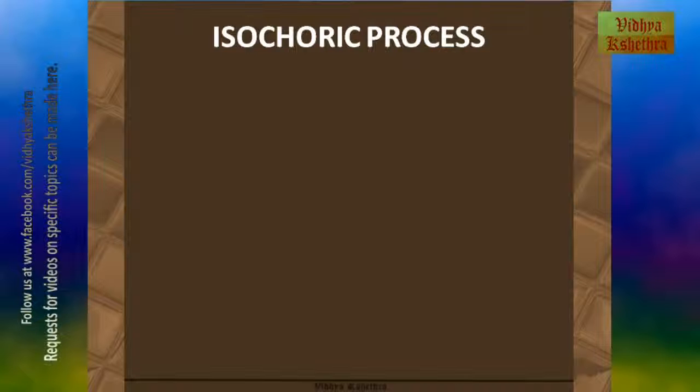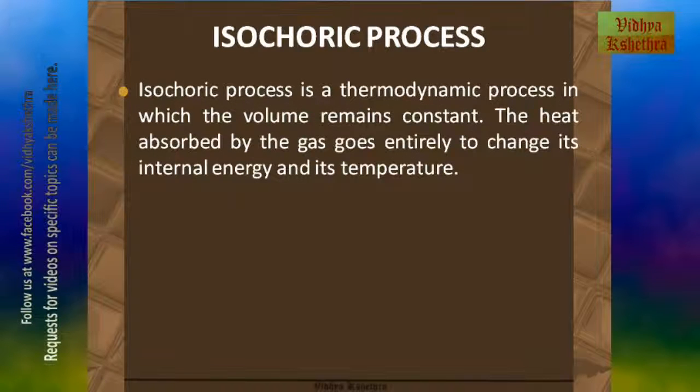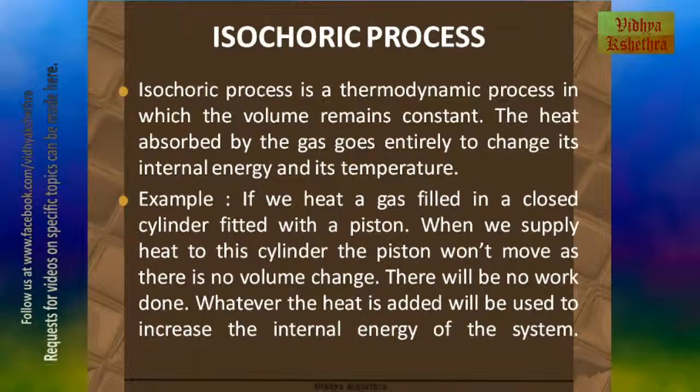Now isochoric process. Isochoric process is a thermodynamic process in which the volume remains constant. The heat absorbed by the gas goes entirely to change its internal energy and its temperature. Here the work done is 0, or delta Q is equal to delta U. An example of this process is if we consider a gas-filled cylinder fitted with a piston, when heated and the volume is kept constant, then there will be no work done. Whatever heat is added will be used to increase the internal energy of the system.